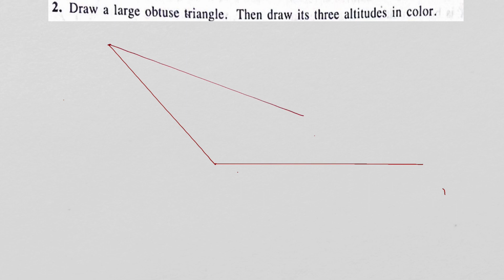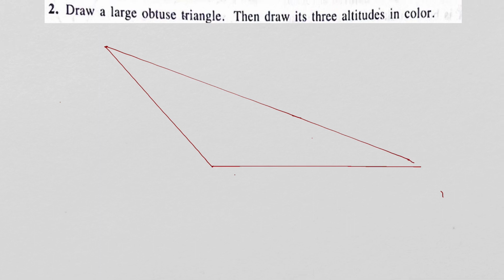Okay, we're going to draw a large obtuse triangle. An obtuse triangle is a triangle where one of the angles is obtuse. So something like this. Let me draw. I'll use a ruler. So like this, and my ruler's not long enough. Something like this. Okay.